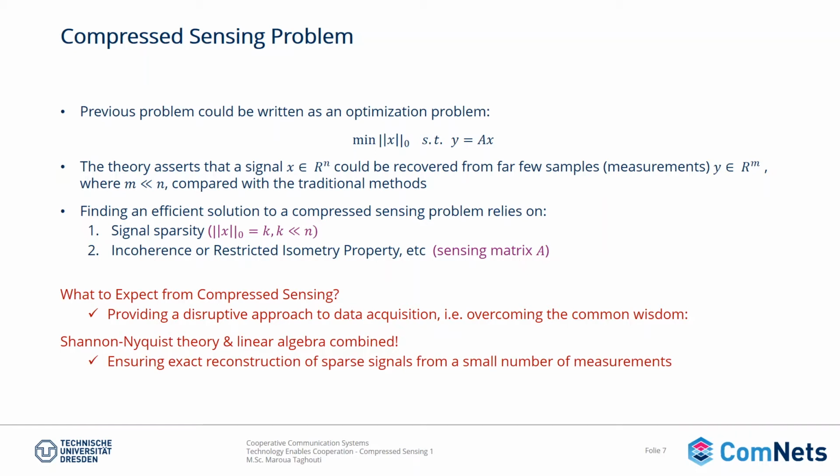Amongst these properties, in this lecture we will be focusing on the coherence and the restricted isometry property, the RIP, and we will see a little bit further how to design a matrix using these two properties and why we need them. So what are we going to expect when we hear the word compressed sensing? Compressed sensing promises to provide a disruptive approach for data acquisition. We are overcoming the common wisdom, which is the Nyquist theory from one side and linear algebra on the other side, both combined. And compressed sensing assures that exact reconstruction of sparse signals from a small number of measurements is actually feasible.